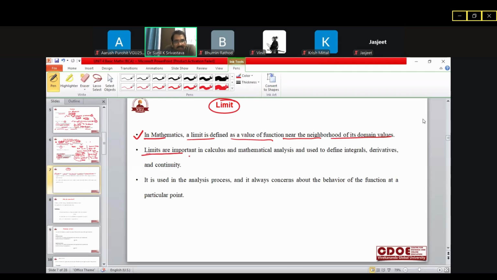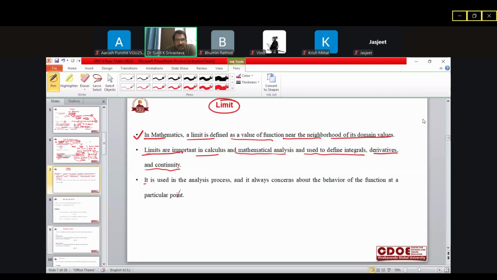Limits are important in calculus and mathematical analysis, and are used to define integrals, derivatives and continuity. Limit and continuity are closely related topics. If you understand the concept of limits, you can move to the next step, continuity. If you understand limit and continuity, you move to the next step, differentiability. And once you know all these topics, we move to the concept of integrals and derivatives, and so on, from the application point of view.